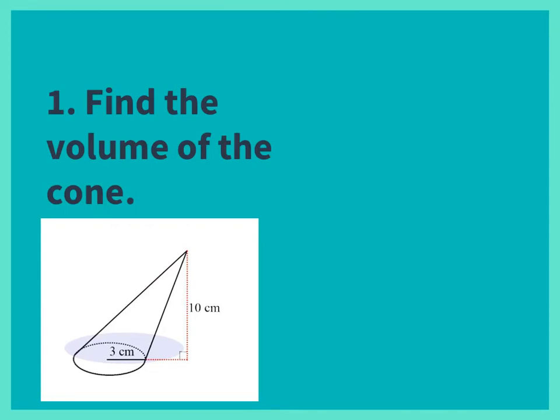Using that formula, and again this formula works for oblique cones and right cones, I can say my volume is 1/3 pi r squared h, and I can plug everything in. So I have 1/3 times pi times my radius 3 squared times 10, which means I have 1/3 times 9 times 10 times pi.